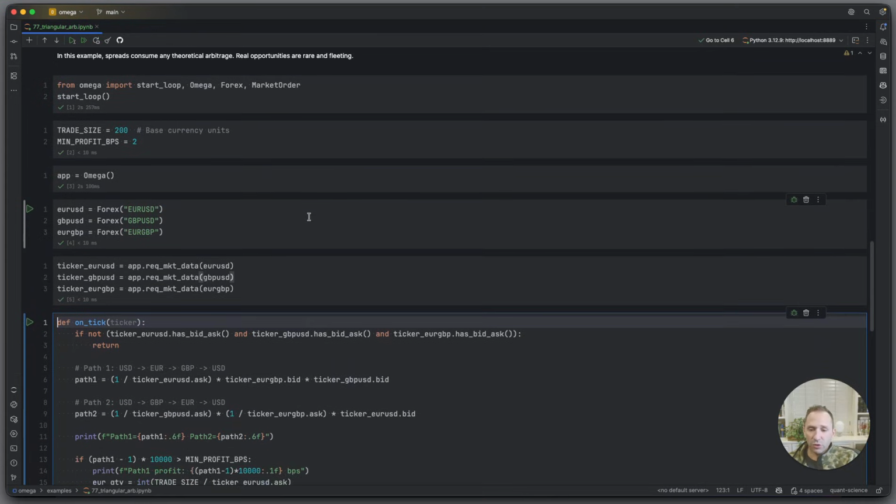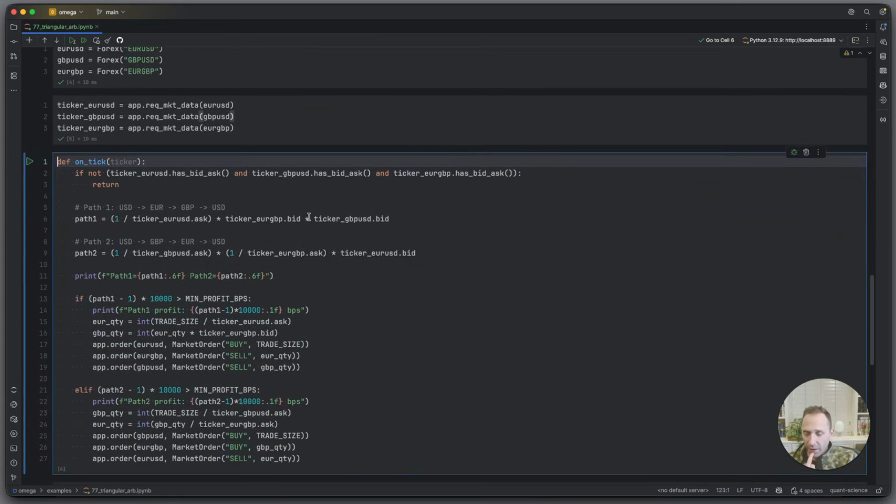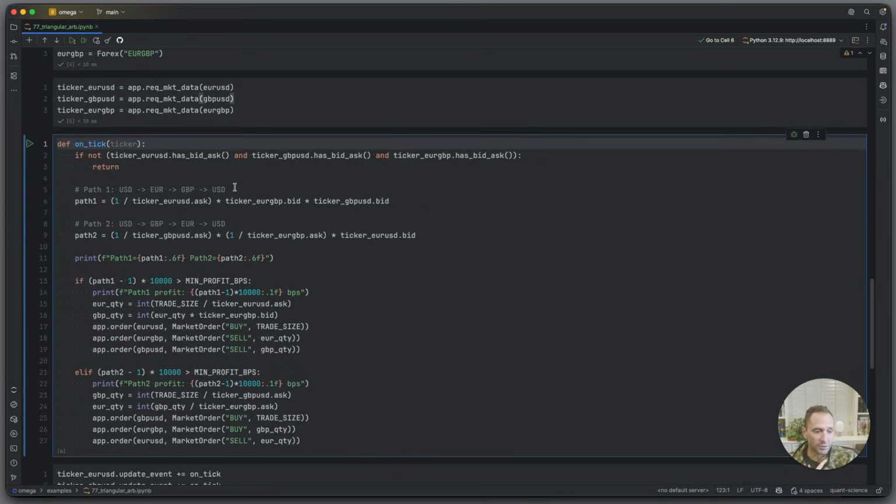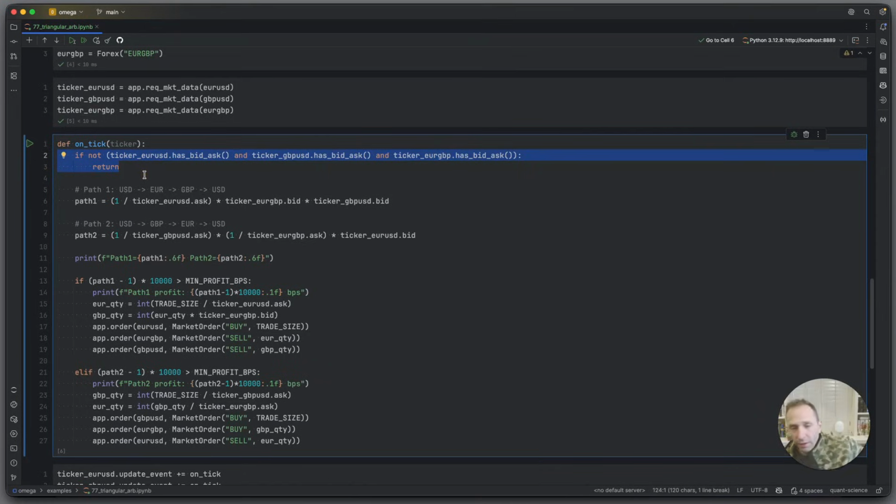So here is the actual trade logic. It looks like a lot, and you'll notice that this is a function. I'm going to explain this in just a minute. First we just check, and this is all Omega, this is the beauty of Omega, does this ticker have a bid and ask? Perfect, yes, it does. Does this have a bid ask? Does this have a bid ask? This protects you from situations where not all 3 currencies have a bid and an ask, basically no price data. If that's the case, then we need to return and do nothing.